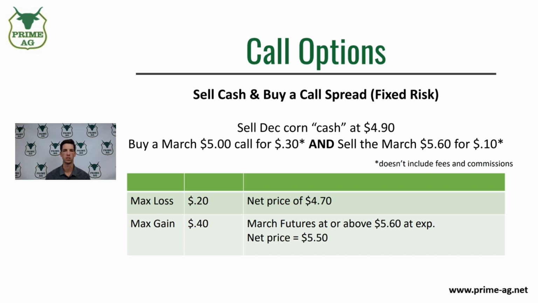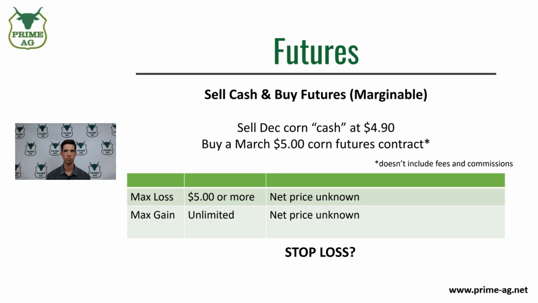And so you can see our max loss on this is going to be 20 cents, and net price of 470. Your max gain, on the other hand, is only going to be 40 cents. For the other example, it's unlimited less 30. In this particular example, the most you're going to gain is 40, and that's because of how the call options offset each other. So anyways, if March futures are at or above 560 at expiration, you're going to get your 40 cents. You'll have a net effective price of 550. Then don't forget to factor in your basis.